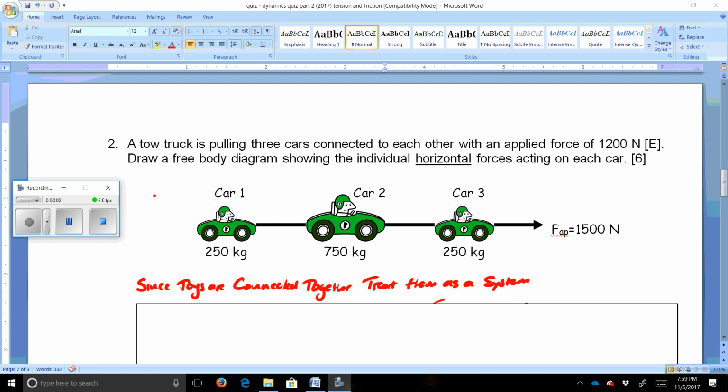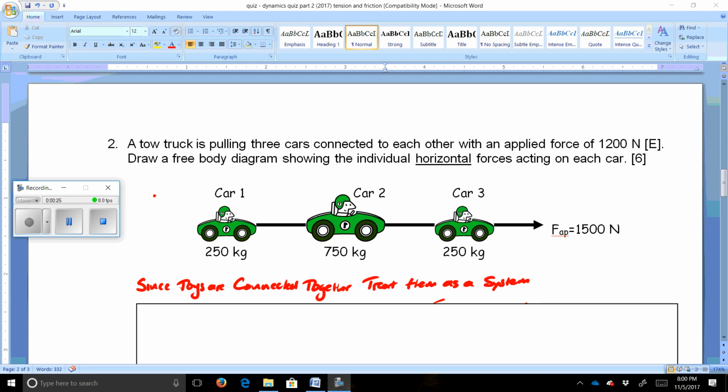Okay, this is part 2 of the quiz video. This is the second question, and we're looking at 3 cars or toys that are connected together. Because they're connected together, the important thing here is they're going to have the same acceleration. They're connected as one object, and whatever force is being applied is going to be exerted throughout the object so that they're moving the exact same way.